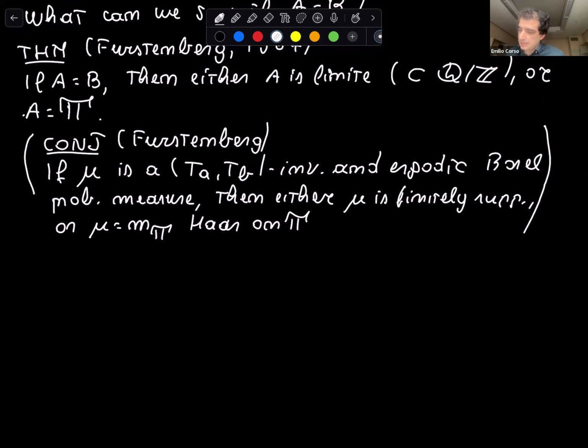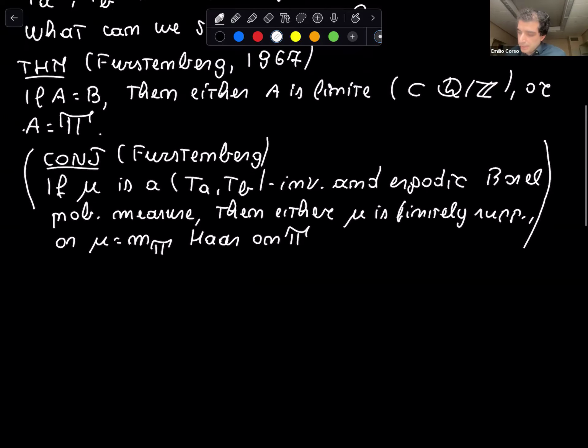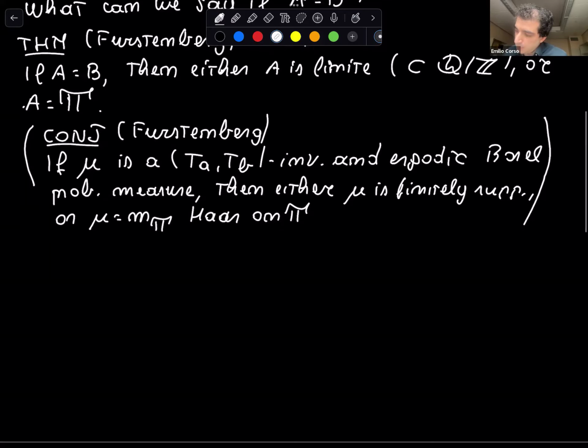Back to sets. So now, okay, Furstenberg's result addresses the case of A equal to B. What if A and B are now arbitrary and invariant under the two maps separately? Well, that's the subject of what is known as the Furstenberg intersection conjecture, which is now a theorem, but let me just go through the history.